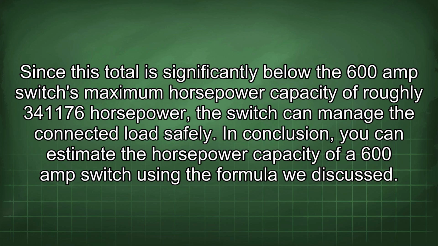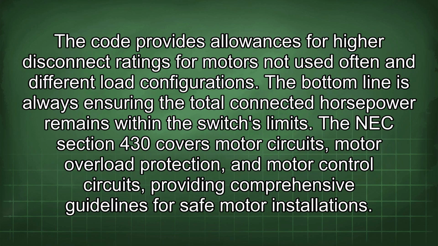In conclusion, you can estimate the horsepower capacity of a 600 amp switch using the formula we discussed. The code provides allowances for higher disconnect ratings for motors not used often and different load configurations. The bottom line is always ensuring the total connected horsepower remains within the switch's limits.